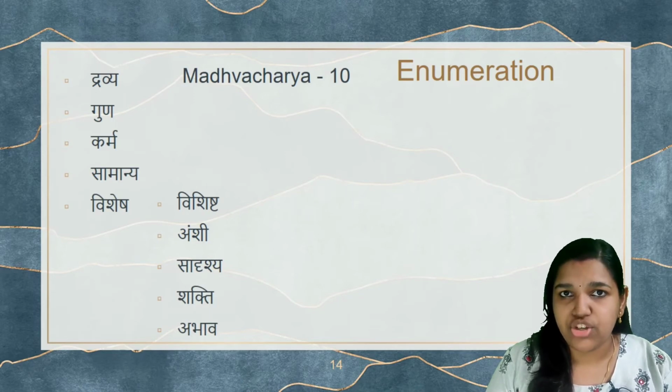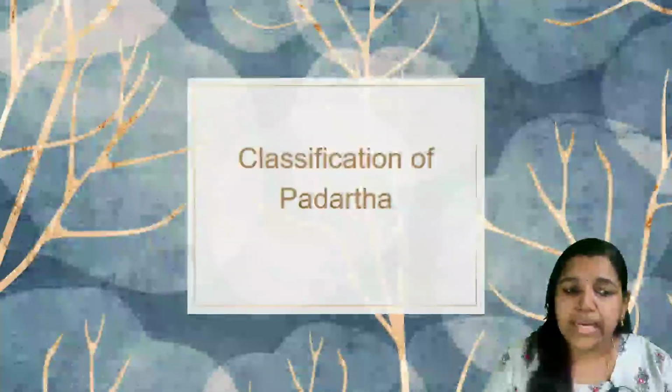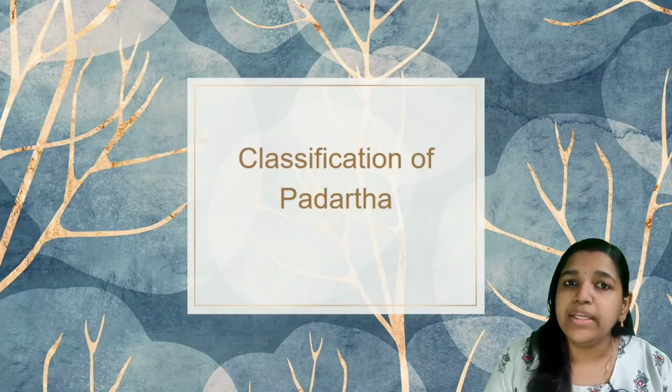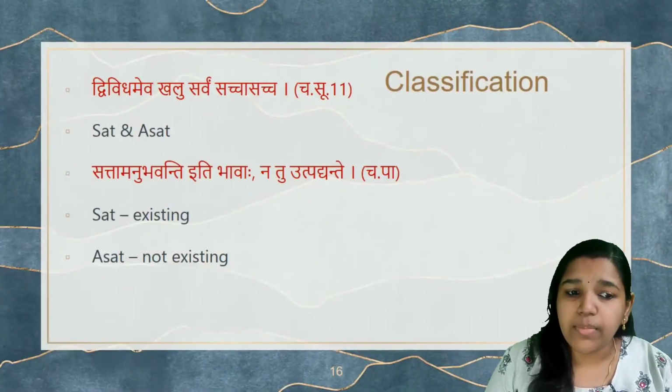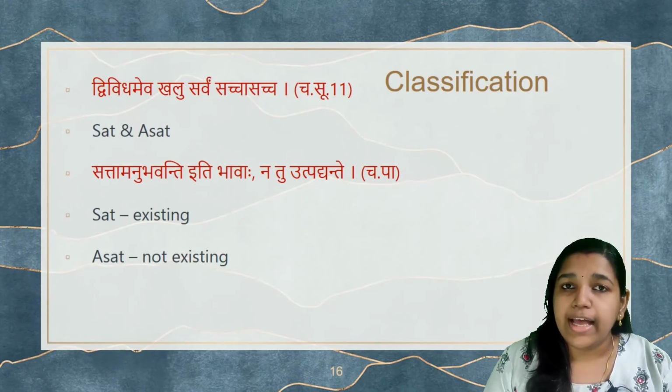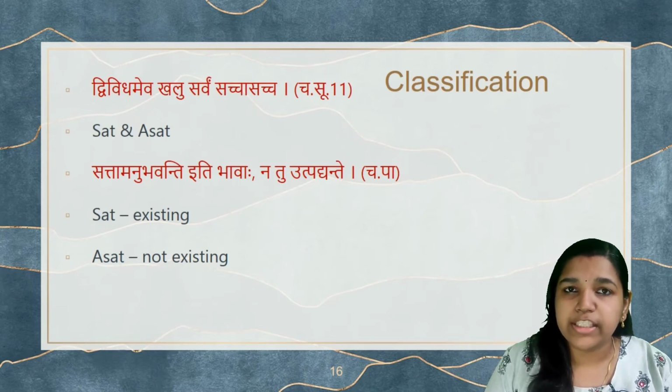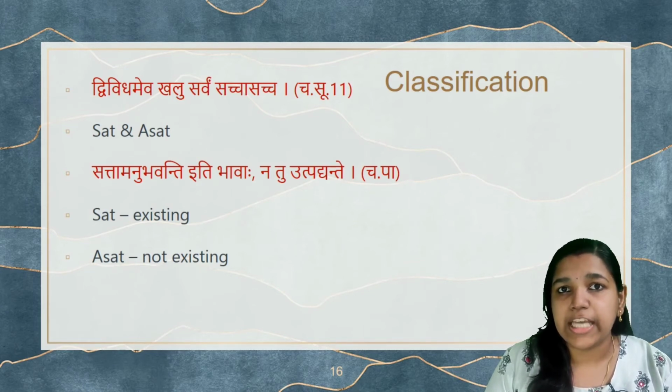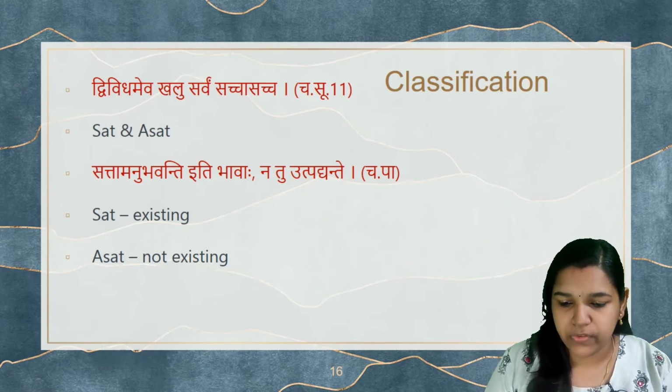Next, moving on to the classification of Padarthas. Mainly, all the things in this universe have been classified into two. That is, Dvividhameva Khalu Sarvam Sat cha Asat cha. Everything in this universe can be considered as Sat and Asat. Sattam anubhavanti iti bhavaha na tu utpadyate. Sat is that which is existing and Asat is that which is not existing. So all the matter in this universe can be considered in two aspects, that is Sat and Asat. Sat means that which is existing and Asat means that which is not existing.